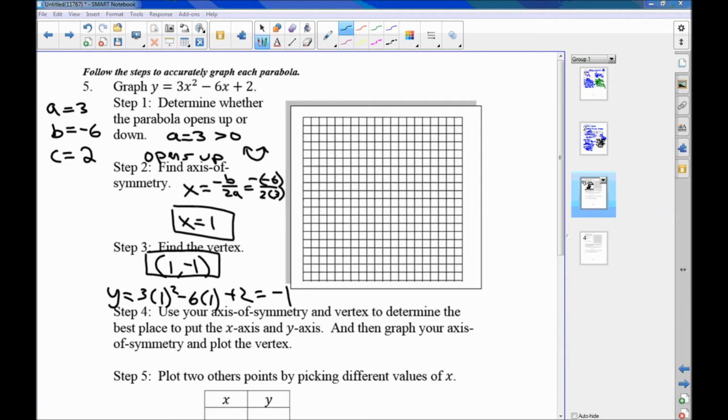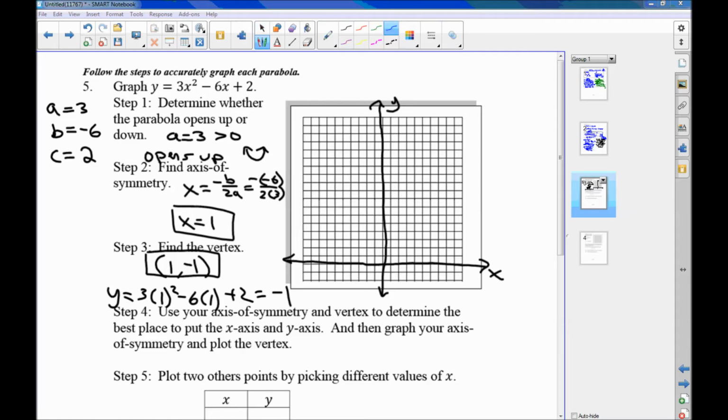All right, step 4, use your axis of symmetry and the vertex to determine the place to put the x-axis and the y-axis. And then graph your axis of symmetry and plot the vertex. So since our axis of symmetry is 1, that's basically the middle of our graph. So I'll just go ahead and draw this in the middle here. So there's our y-axis, okay? And then the vertex is at (1, negative 1). So what we will do is shift our x-axis way down so we can leave a lot of room for our parabola because it opens upwards. And we'll leave the room for it to go up instead of leaving a big blank part at the bottom of our graph. All right?